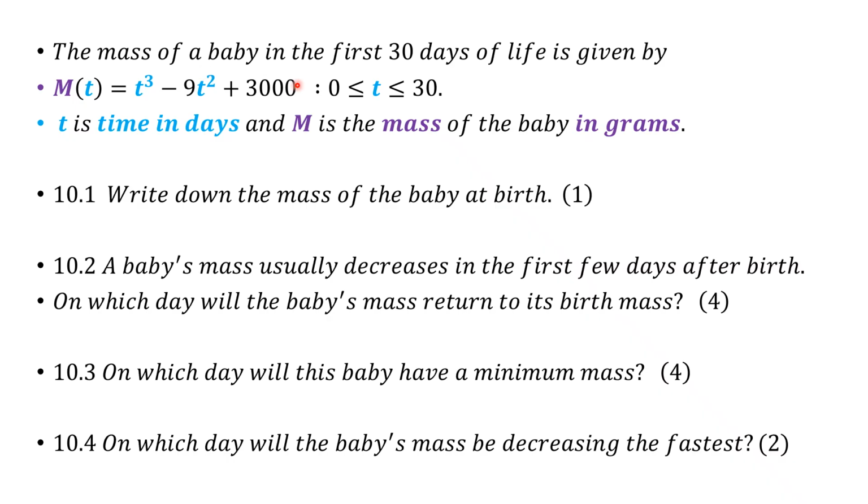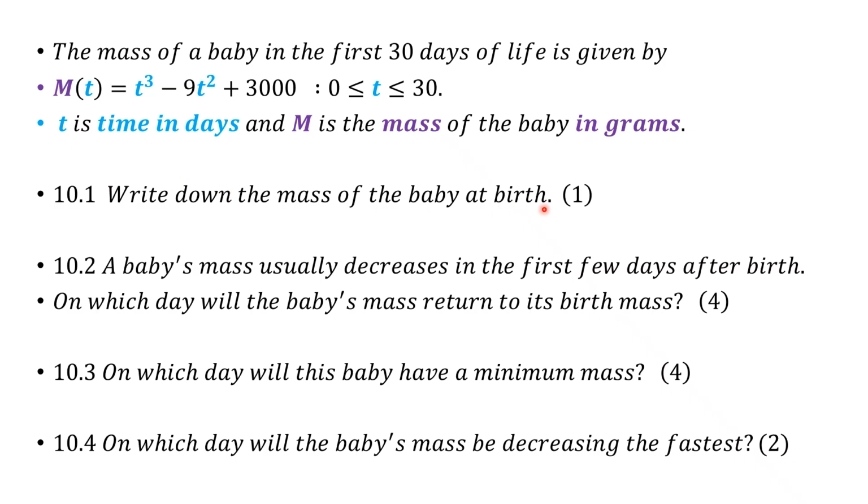The mass of a baby in the first 30 days of life is given by the equation m(t) = t cubed minus 9t squared plus 3000, where t is less than or equal to 30 but greater than or equal to 0. So we're only working from 0 to 30, not 31, not minus 1. t is the time in days and m is the mass of the baby in grams.